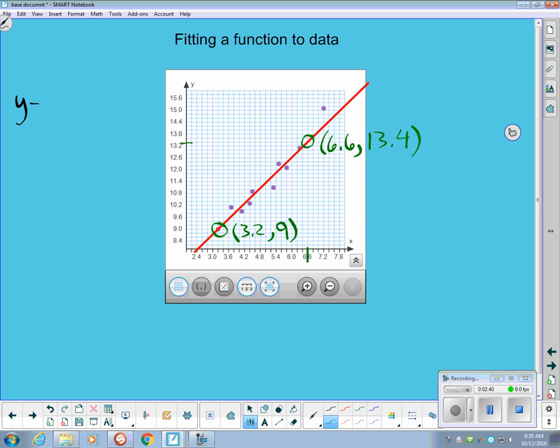and I'm going to use the point-slope form of the linear equation. A reminder, that's y minus y1 is equal to m times x minus x1. I need to first of all calculate the slope. I can get that slope from the points that I have here. I've got a change in y of 13.4 minus 9 over a change in x of 6.6 minus 3.2. So that's going to be 4.4 divided by 3.4.